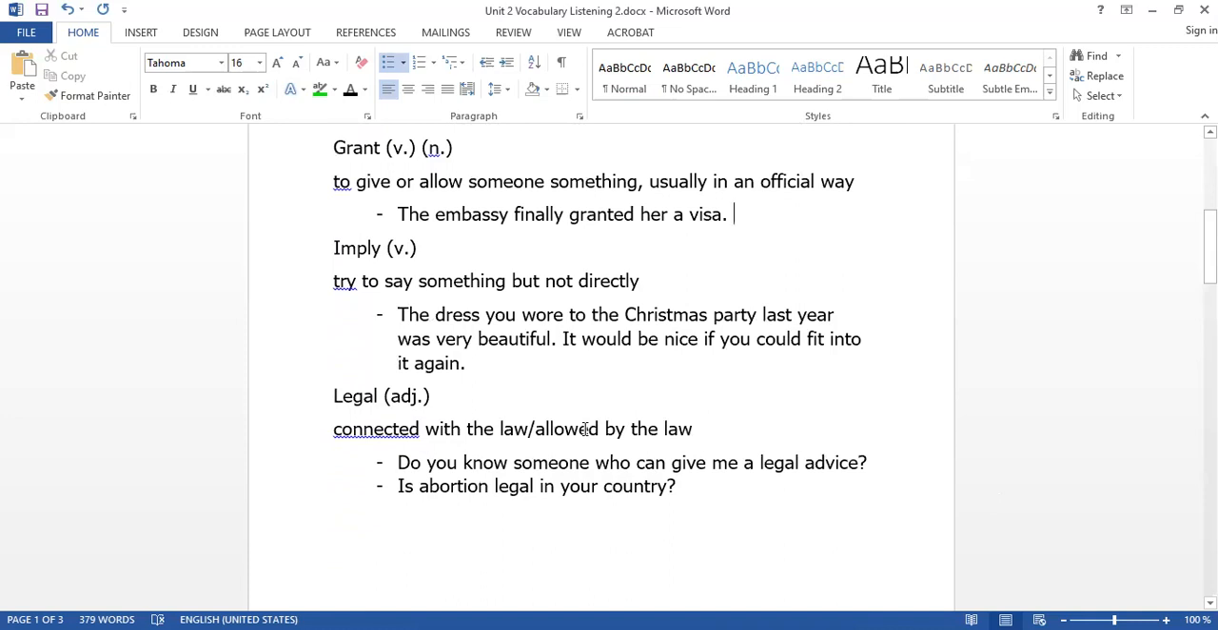The next word is the word imply. I'm pretty sure you've seen this one before, and you should remember it because I think we're going to use it quite a lot in our lives. Imply is when you try to say something but not directly. Some sentences here are my own examples.